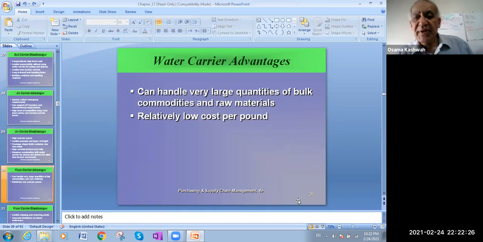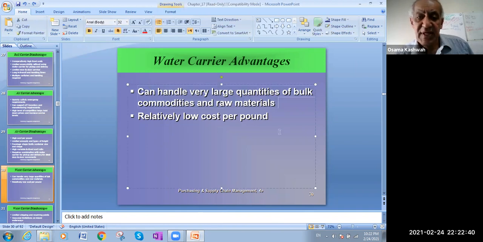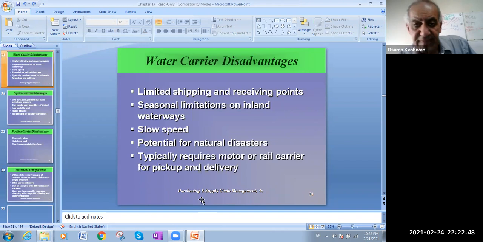The water carrier advantages. Water carriers are like using ships and ferries. They can handle very large quantities of bulk. Relatively low cost per pound. Maybe the lowest cost is using the ships.